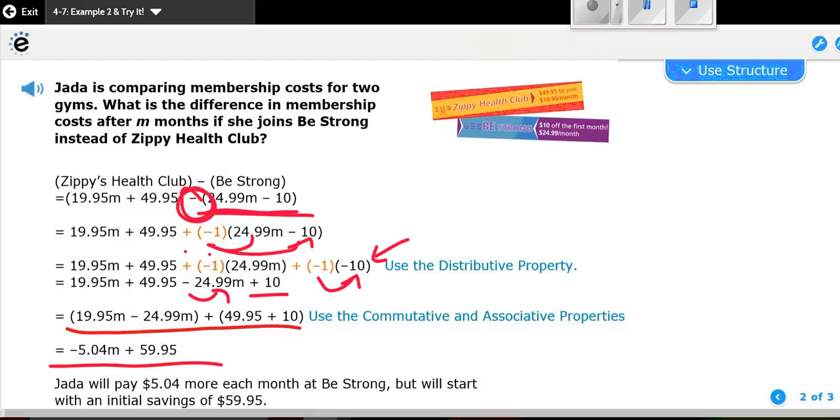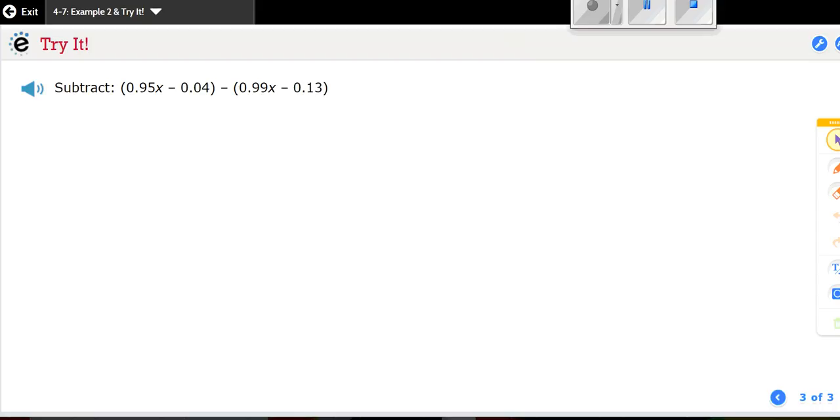All right, go ahead and give yourself a try. So here is your try it for example number 2. Remember, step 1 is distribute that subtraction sign with the second expression.